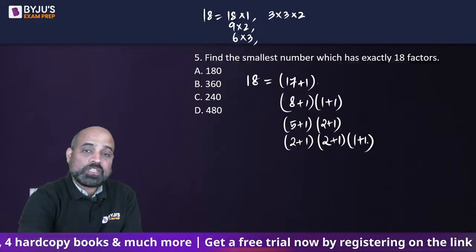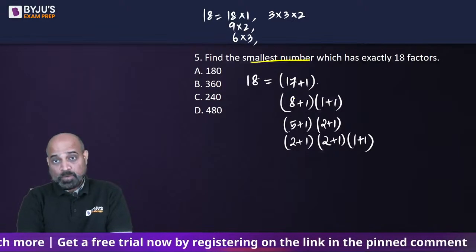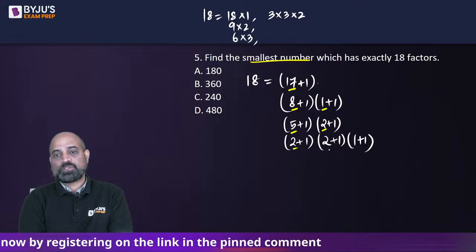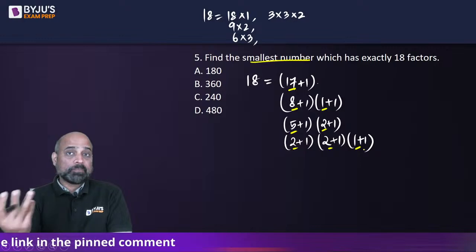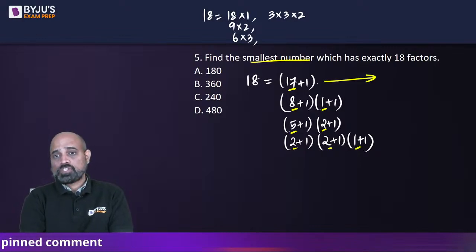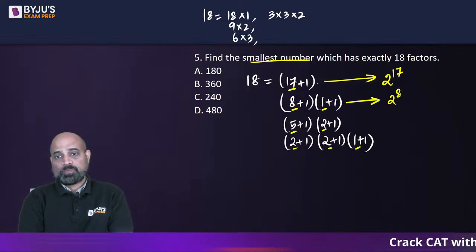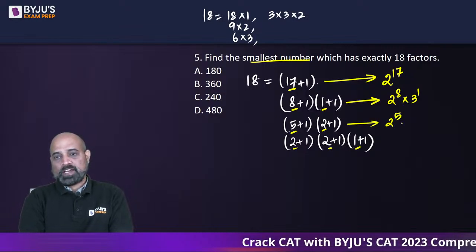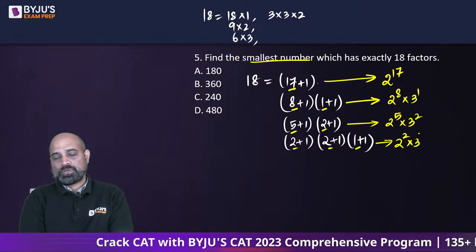Now, the question says we need to find the smallest number. If I want to find the smallest number, these values should be given to the smallest prime numbers, right, as their powers. So the smallest prime number is 2. So 2 ka power 17 ek case ho gaya. This will have 18 factors. Next, 2 to the power 8 into 3 to the power 1. Next one, 2 to the power 5 into 3 square. Next one is 2 square into 3 square into 5.